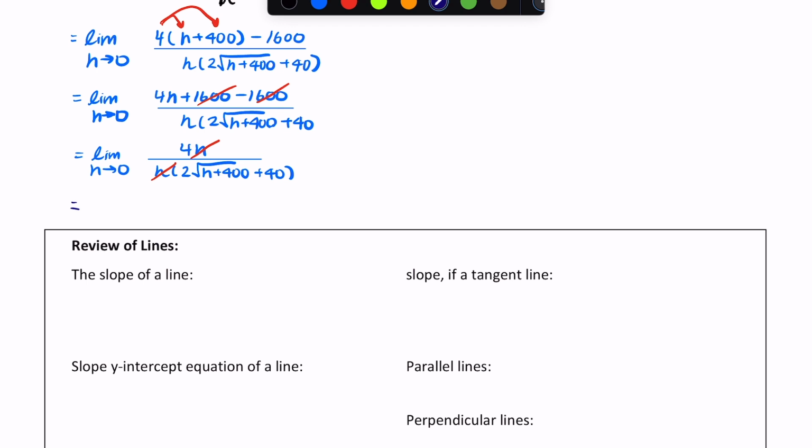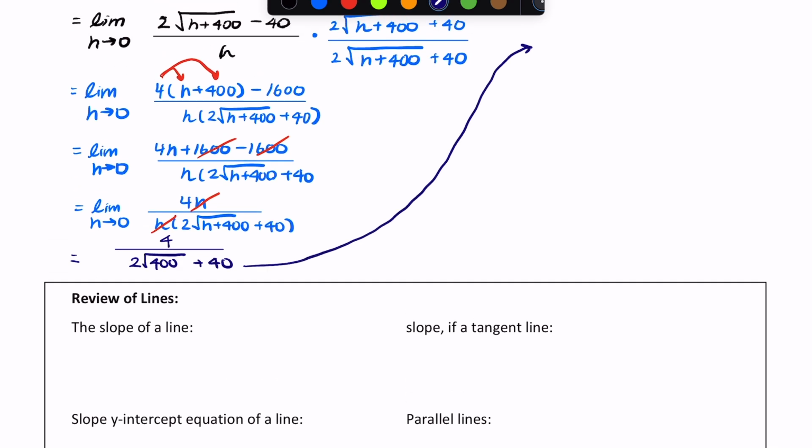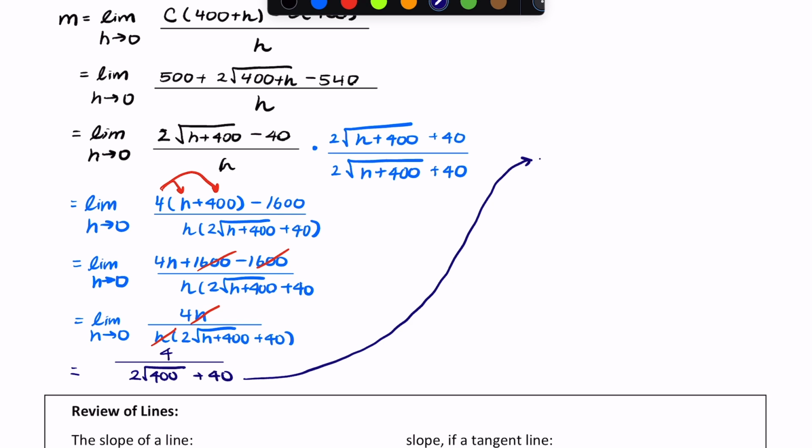Finally we're left with 4 over 2 square root of h plus 400, or 0 plus 400, plus 40. So our slope, as we calculate this, will be 4 over 2 times 20 plus 40. That gives us 4 over 80, which simplifies to 1 over 20.